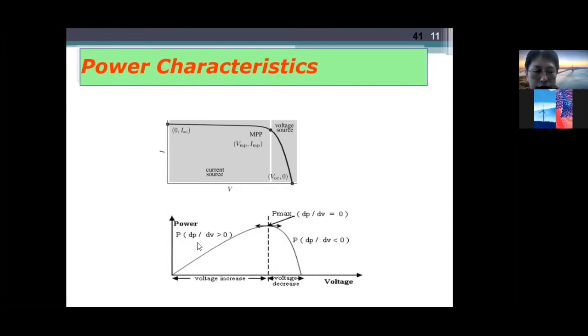So when the derivative of power with respect to voltage is greater than 0, then we expect that the power point exists here. If it is less than 0, then it is around here. If it is equal to 0, then it will be here, which means that we have located the maximum power point. And that is the correct time to harvest the maximum power energy.